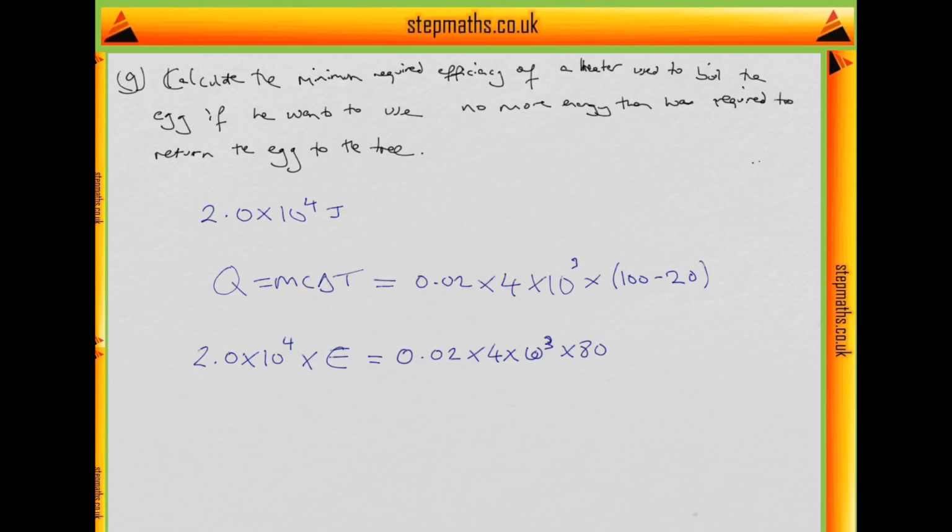So now we simply solve for E. Dividing across, we get that the efficiency E is equal to 0.02 times 4 times 10 to the 3 times 80 divided by 2 times 10 to the 4, which comes out as an efficiency of 32%.